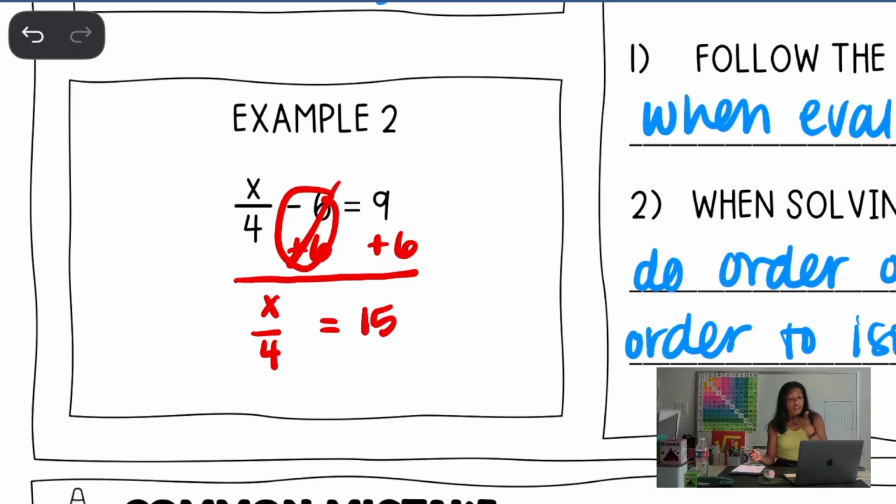Now, x divided by 4 implies division, so we need to multiply by that denominator so that x is alone. So we're going to multiply both sides by 4. 4x divided by 4 is just 1x, or x, and x is going to be equal to 60 for this example.